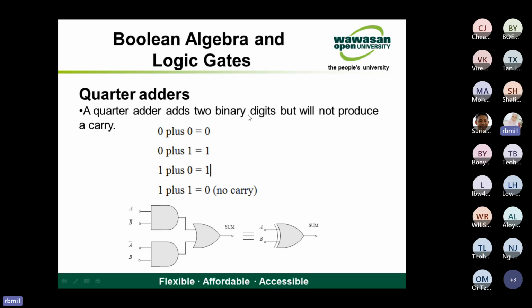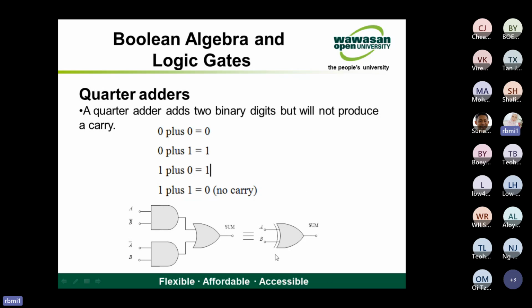It adds 2 binary digits but will not produce a carry. Let's say 0 plus 0 is equal to 0, and so on for the first three cases, and the fourth one, 1 plus 1, is equal to 0 because there is no carry here. If we compare this with the truth table of an exclusive OR gate, we will notice the similarities. So an exclusive OR gate is already a quarter adder.